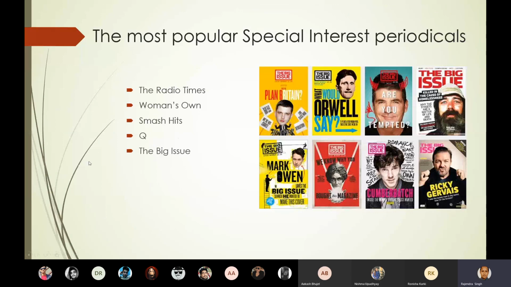Other periodicals that are pretty popular in the UK would be Radio Times. The Cube magazine is pretty popular throughout the world as well. If you look for some of these magazines, you may be able to find them in Kathmandu. For example, Forbes is available. Q magazine may be available here. Definitely, I would suggest you at least do some online search, and if you find it, you can read it for free rather than paying for it.